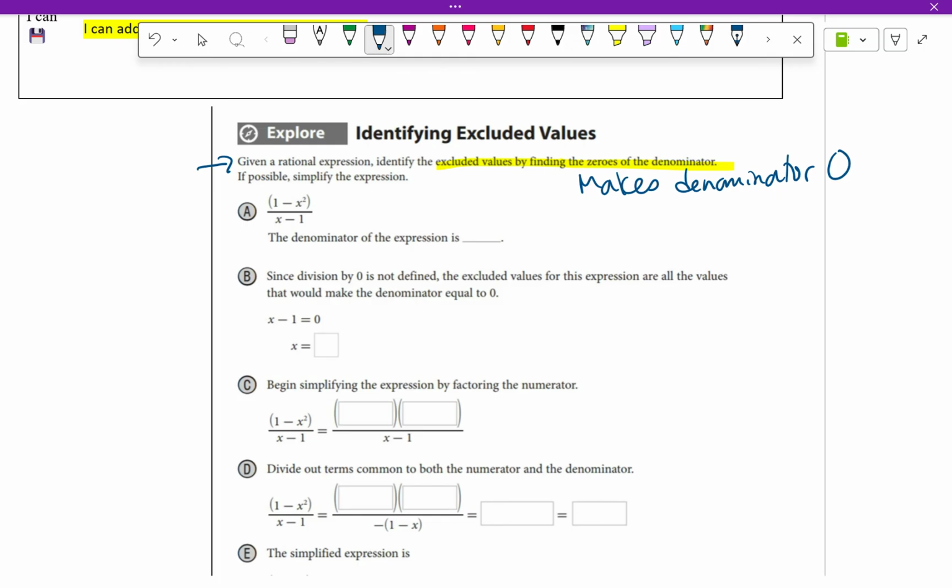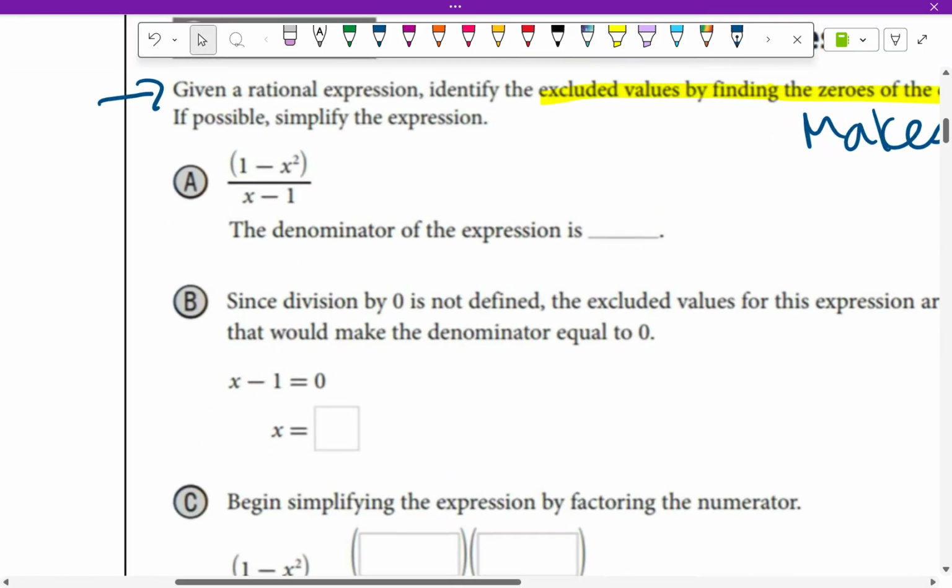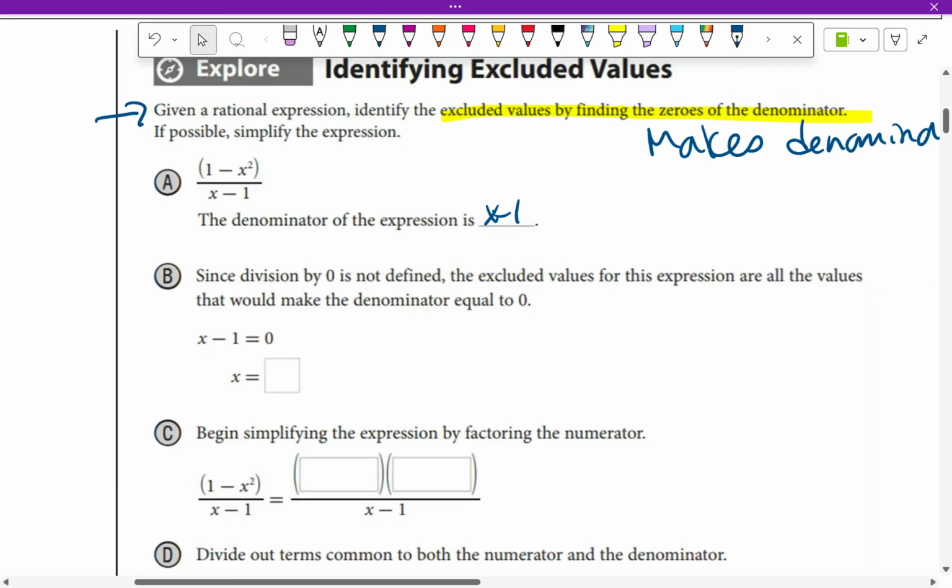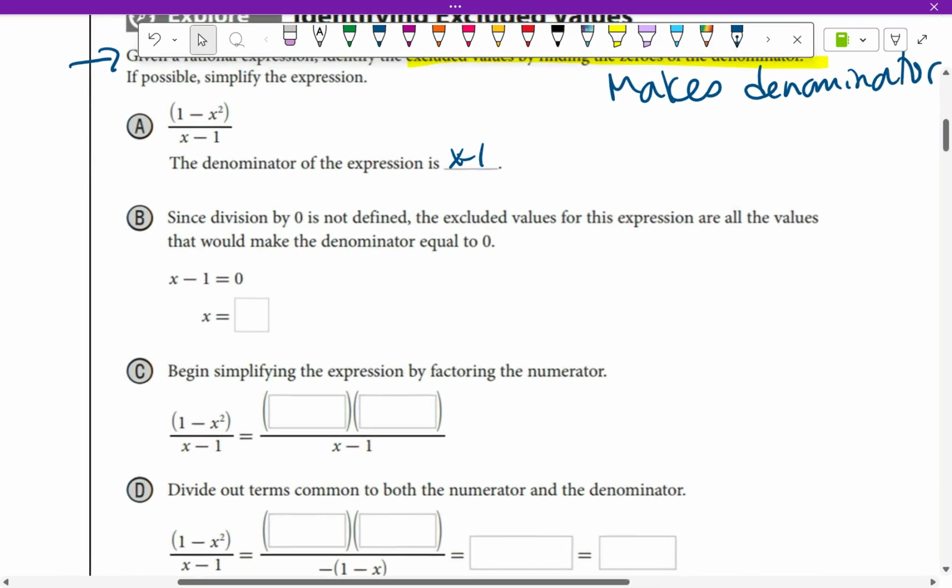So, if we have a number that would make our denominator divide by 0, and it shows up in an answer, as in when we solve an equation, it would be considered an excluded value, okay? All right, so in part A, it says the denominator of the expression is, so what's the denominator of that expression? X minus 1, okay? It says since division by 0 is not defined, excluded values for this expression are all the values that make the denominator equal to 0. So they took that denominator and they set it equal to 0. How would I move that 1 to the other side? Add it, okay? So I would know that 1 is an excluded value, okay?